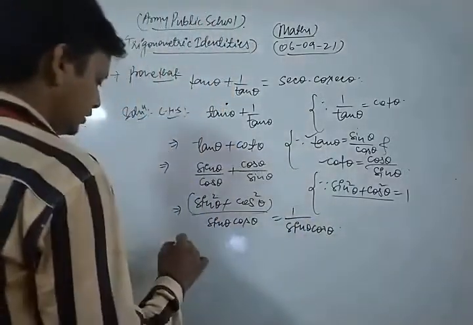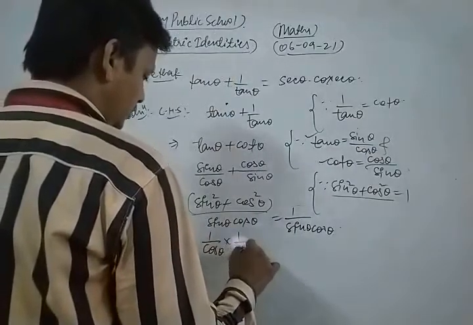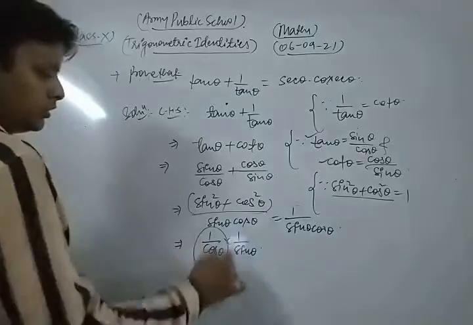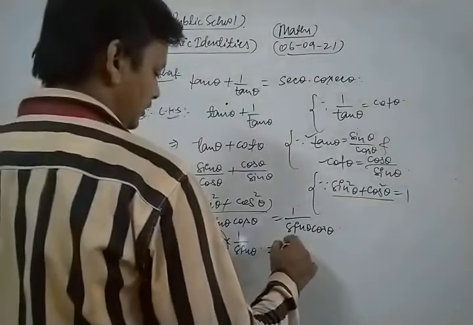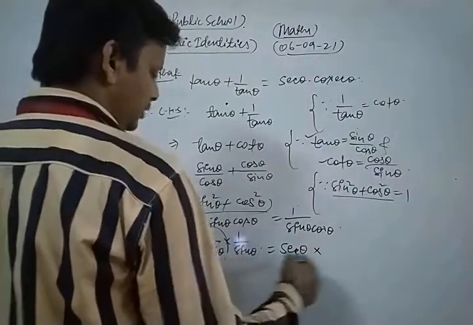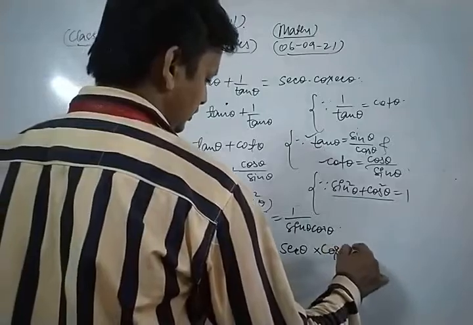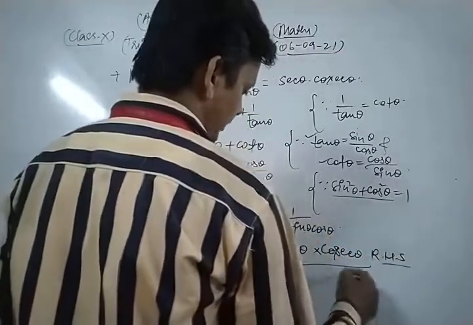So we can write it as 1 upon cos theta into 1 upon sin theta. 1 upon cos is also a very important identity: 1 upon cos means sec theta, and 1 upon sin means cosec theta. So this is our right hand side, RHS. Hence proved.